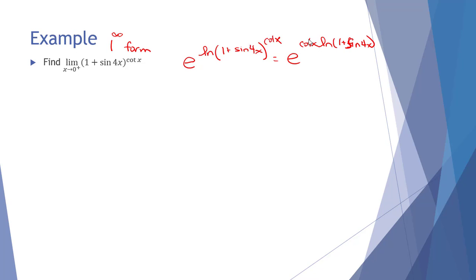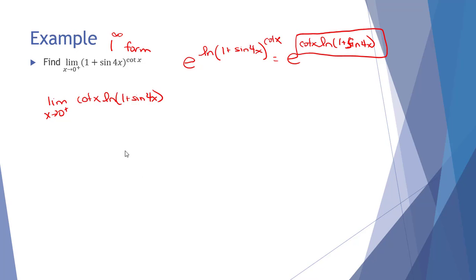Okay, so for now, let's just focus on that exponent. Otherwise, this is going to be too many things to keep track of at the same time. So we're going to look at the limit as x approaches 0 from the right of the cotangent of x times the natural log of 1 plus sine of 4x, which looks absolutely terrible. That looks like a limit with a lot of moving pieces, and it absolutely does.